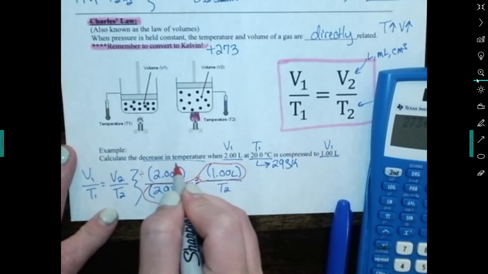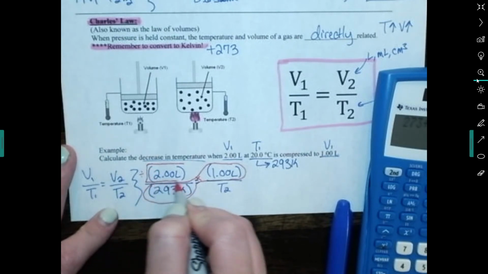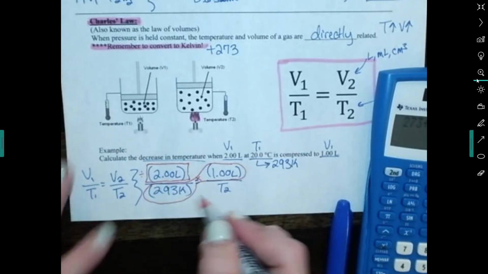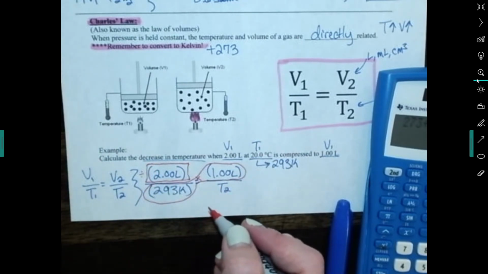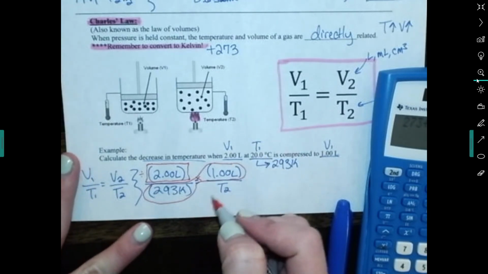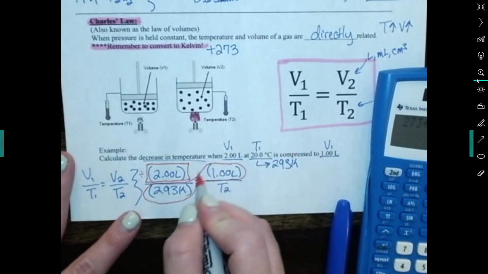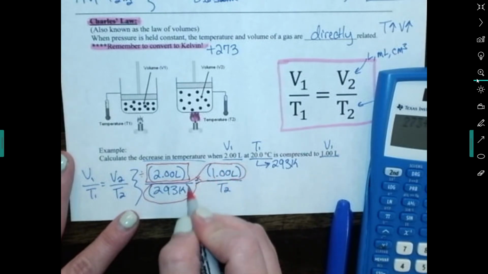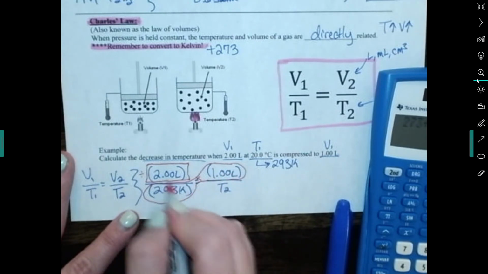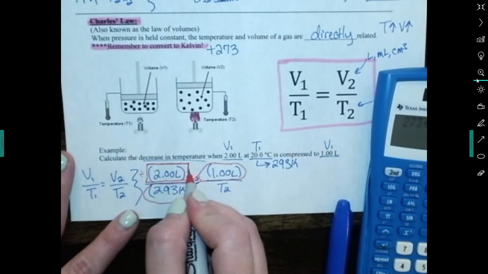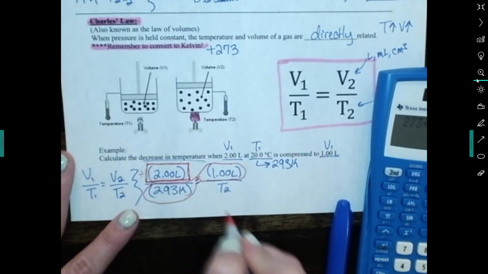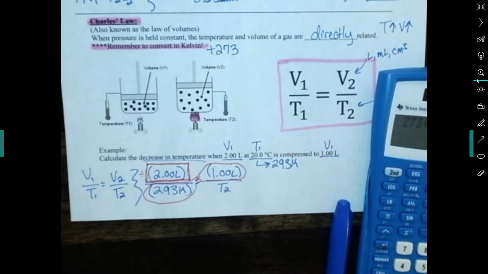For a brief time in my life, I taught 6th grade math, and this is what I taught the 6th grade math students. I called it the cross and box method. So I found the two that are across from each other, multiplied the things that are across from each other, and then divided by the box, divided by whatever's left over, and that will tell you what T2 equals. So let's try it.